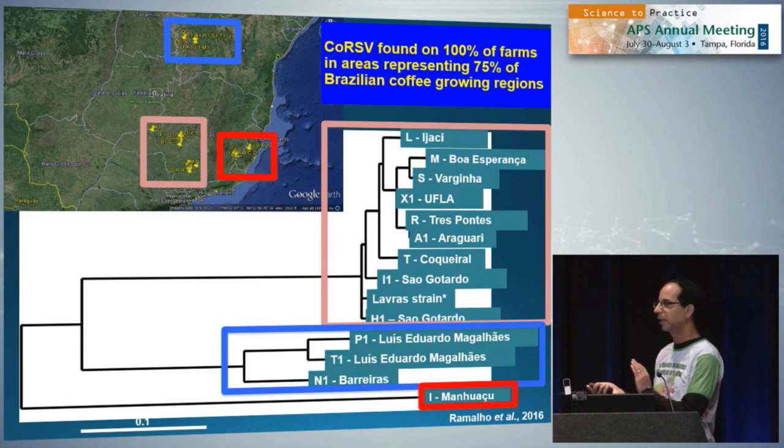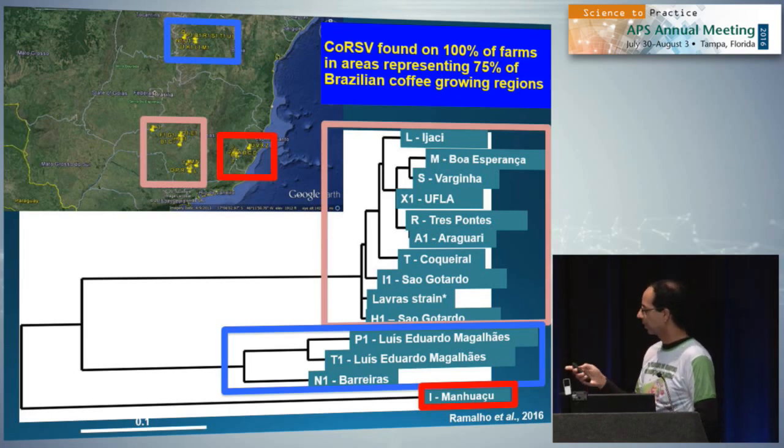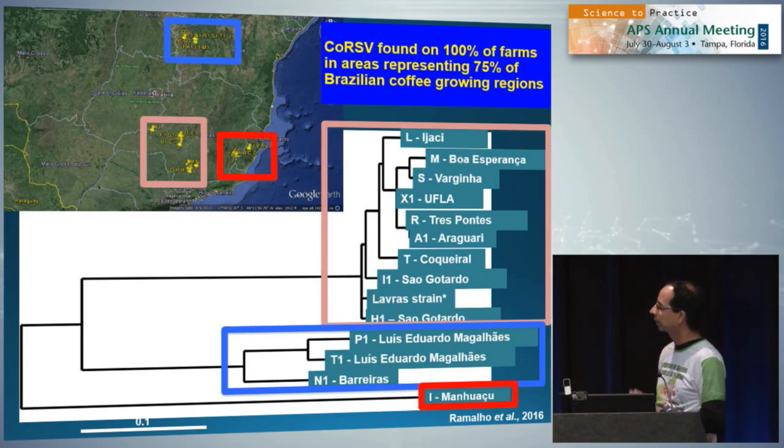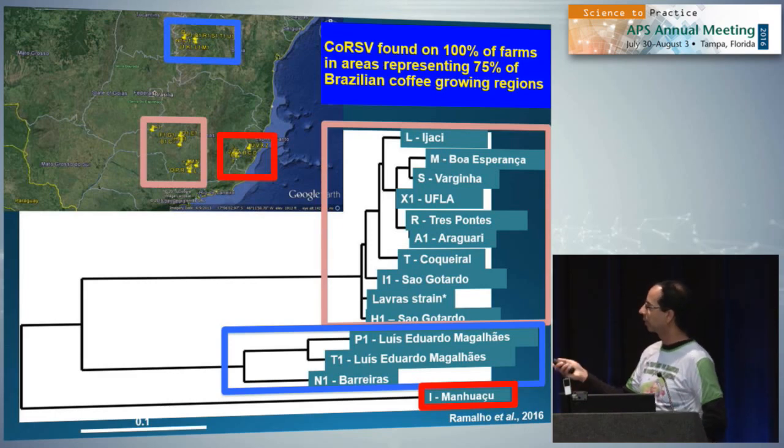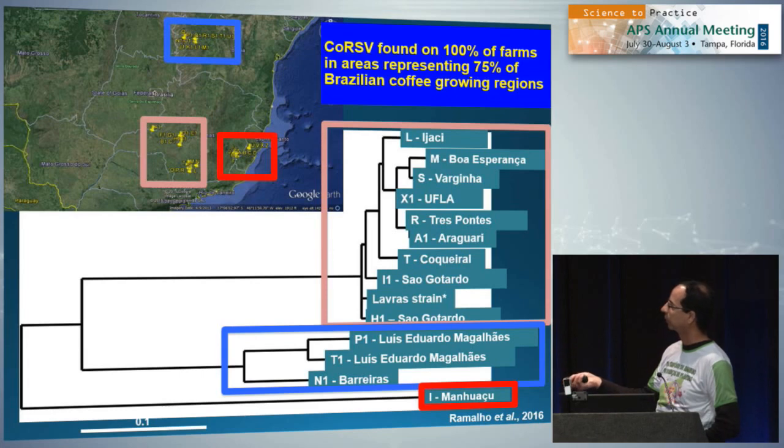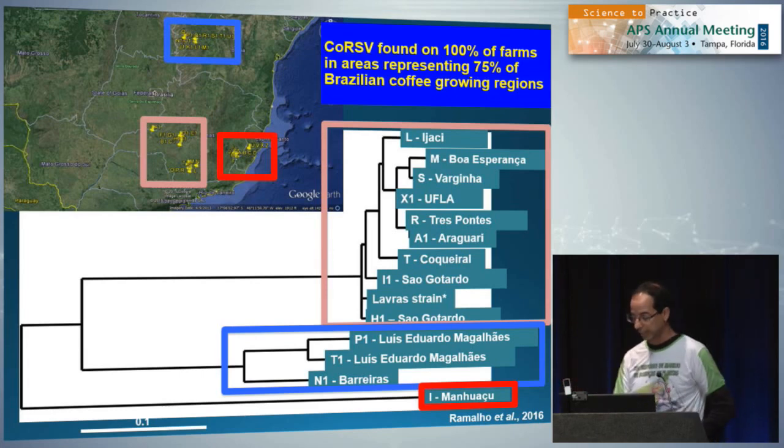It flies under the radar of coffee rust, which is the primary concern if you're growing coffee. But we did a survey and we found it on 100% of farms, representing about 75% of the Brazilian coffee growing regions. And what was really interesting in this study, and I don't have time for all the details, is that there was a very strong distance relationship. So the distance between collection sites had the biggest impact on genetic relatedness. So the further away you go, you could walk through this tree. These are the furthest away collection sites.